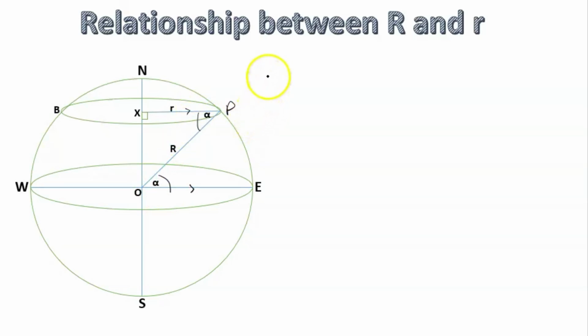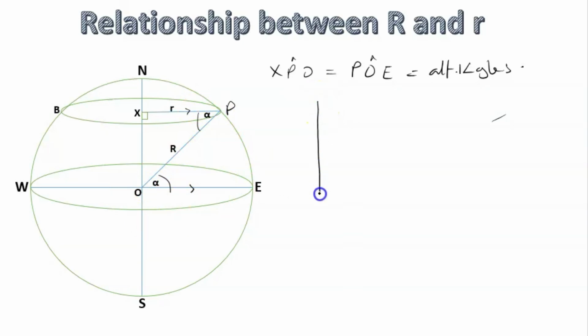So we have that angle XPO will be equal to angle POE, because they are alternate angles. So we are able to see that they are alternate angles. So if this is alpha, it's also going to be alpha. All right, so if I want to consider this right angle triangle that is here, we have this.